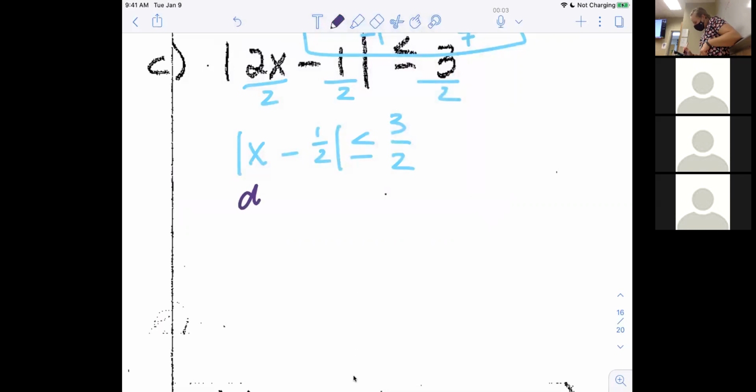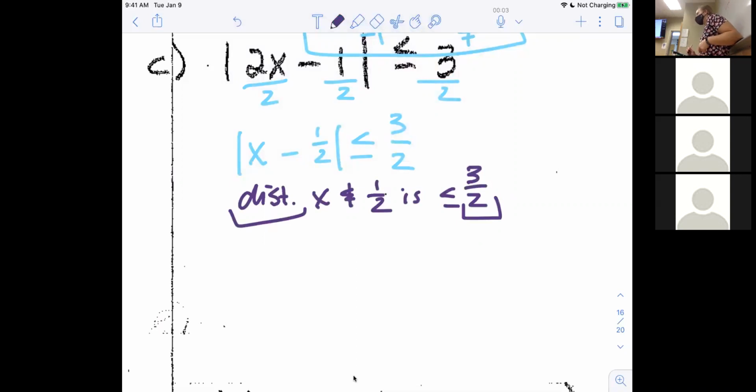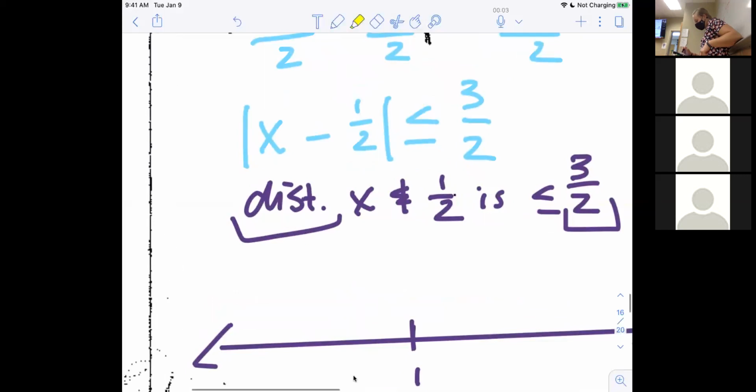Again, I can think of this as my distance between x and what number? Positive 1/2 is less than or equal to what? 3/2. My distance is 3/2. I make my number line. What goes in the middle of the number line? 1/2. We do not flip any signs. We flipped this sign right here.